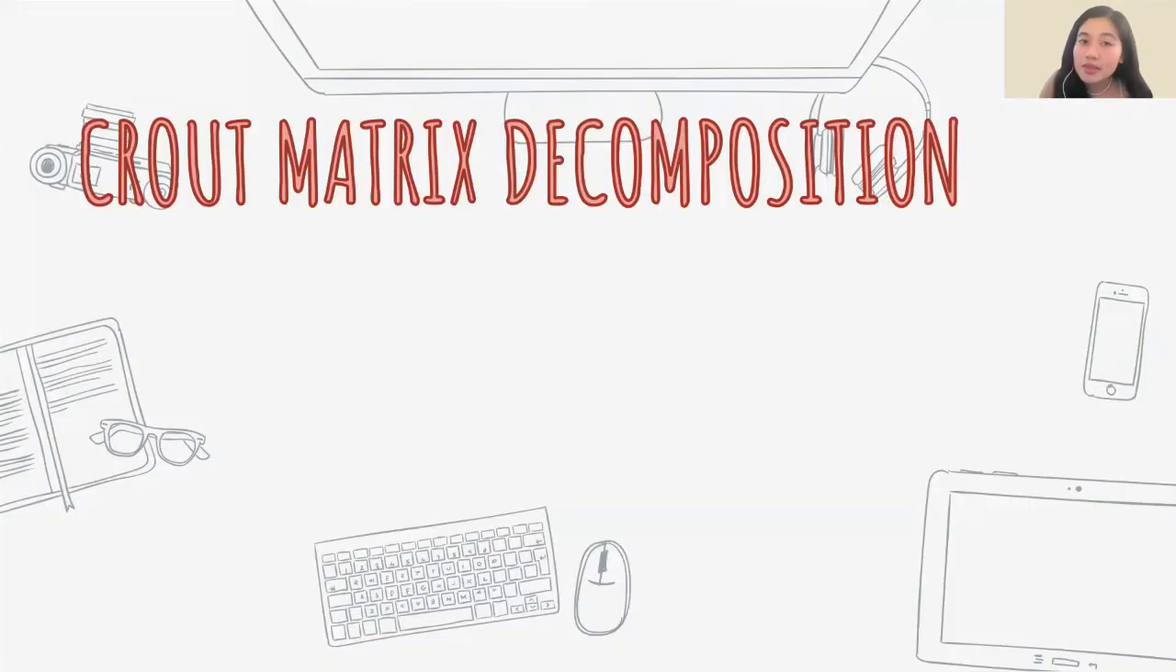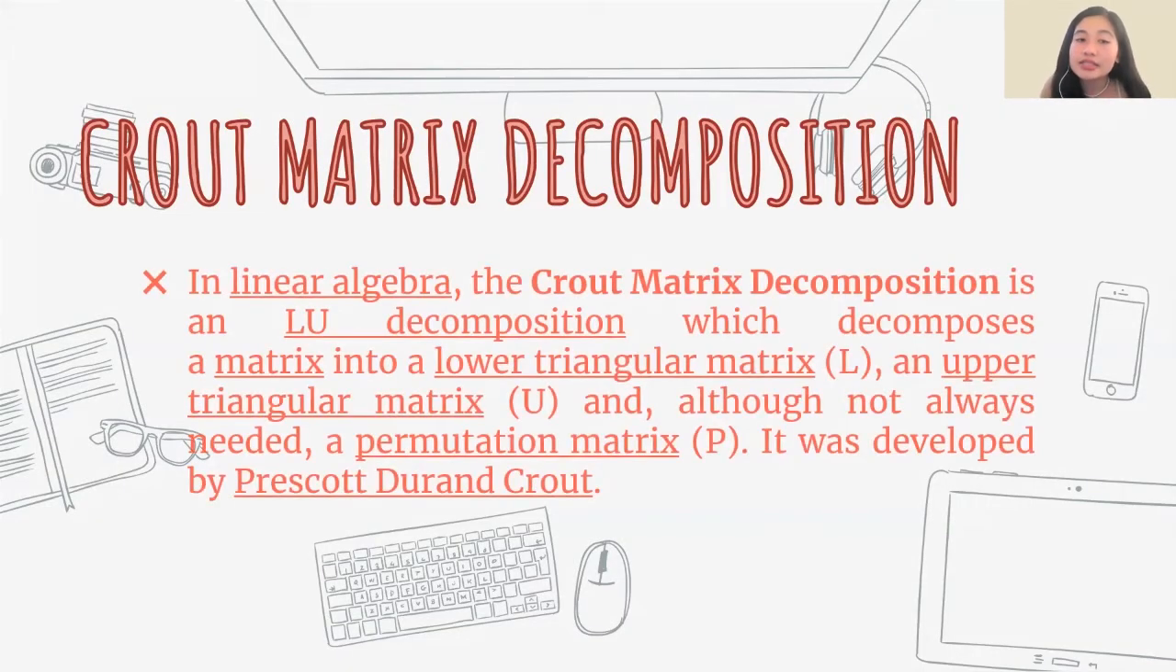As for our Kraut's matrix decomposition, in linear algebra it is known as an LU decomposition, which decomposes a matrix into a lower triangular and an upper triangular, and although not always needed, a permutation matrix. It was developed by none other than Prescott Durand Kraut. Actually, this is known as Kraut's matrix decomposition, but other sites prefer it to be called Kraut only, without the apostrophe S, or not as a possessive noun.